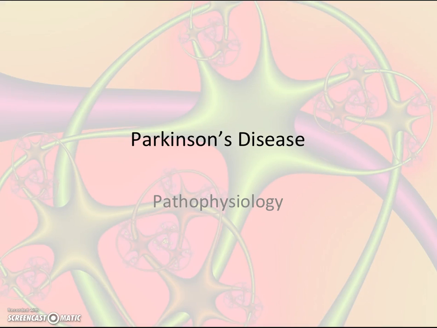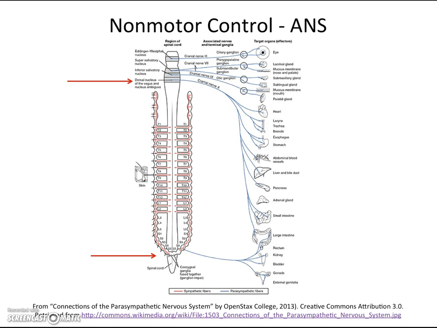So I want to spend a little time talking about the pathophysiology of Parkinson's disease as it relates to the autonomic nervous system or non-motor control. And this is just a quick drawing here to show you the spinal cord and the parasympathetic and sympathetic nervous systems. And I think what's most important here is to note, particularly here, this upper arrow. This is the cranial nerve 10, top here of the spinal cord. And just to notice all of the different organs in the body that are affected by this nerve.